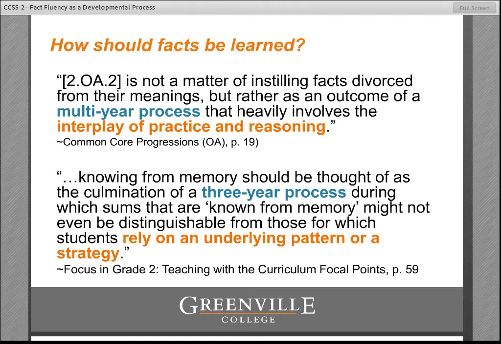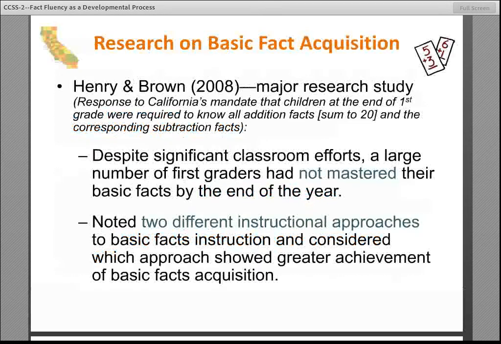And to see why the Common Core authors have suggested such an approach, where's that coming from? We're going to take a quick look at a research study that is listed in the Common Core references. The 1999 math standards for the state of California require that all basic addition and subtraction facts be mastered by the end of first grade, rather than the Common Core author's suggestion of the end of second grade. In the 2003-04 school year, Henry and Brown, 2 researchers, decided to investigate the teaching of basic facts in this really high-stake environment where all first-grade teachers were expected to emphasize basic facts acquisition.